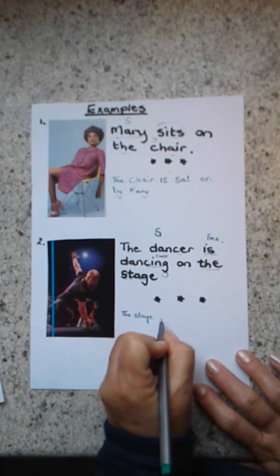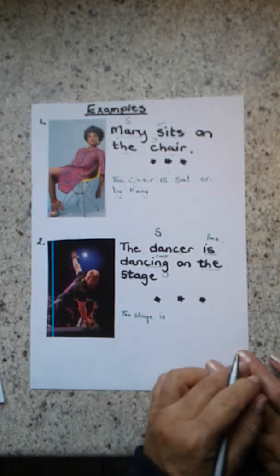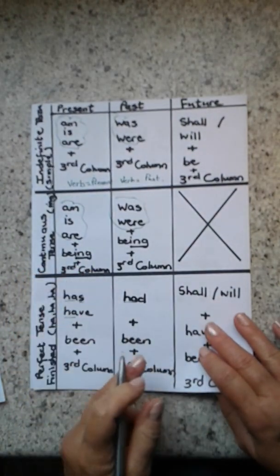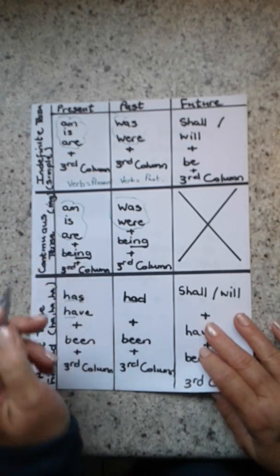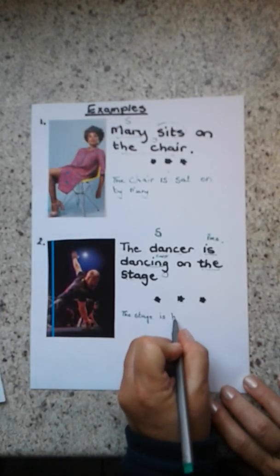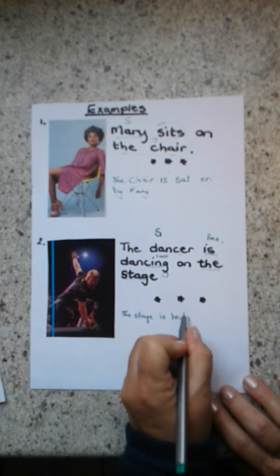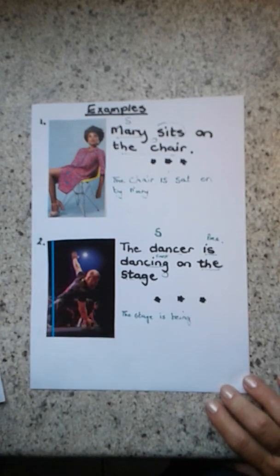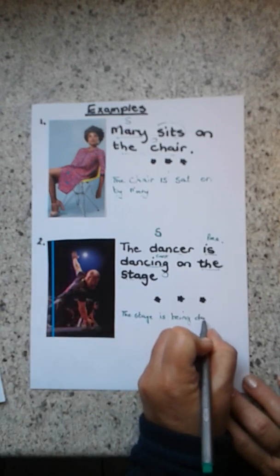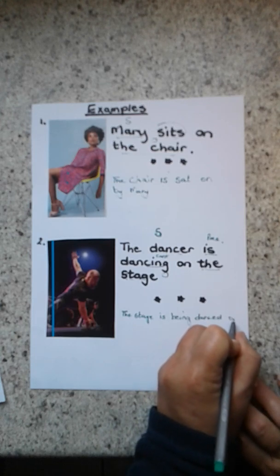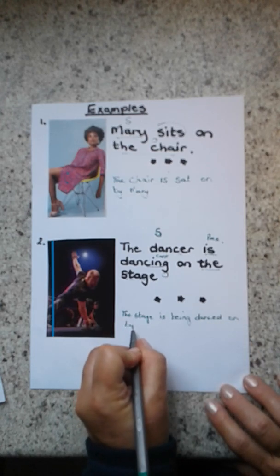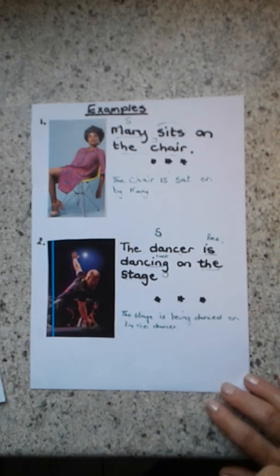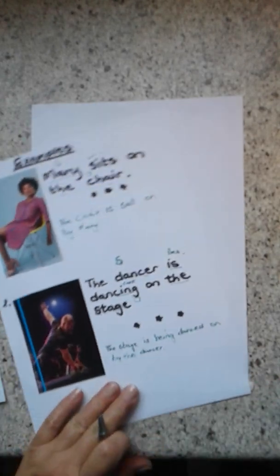One stage is. How am I going to keep my ing? They have given us this word, being. So the stage is being danced on. Every day he dances. Yesterday he danced. He has just danced. Is being danced on by the dancer. Here's someone specific. Okay. Right. Those are the first two.